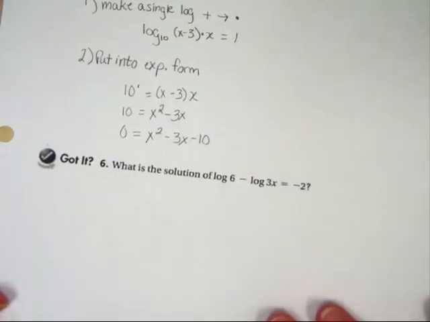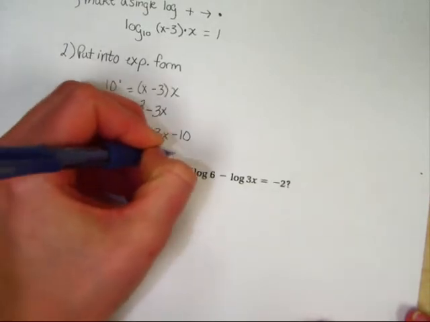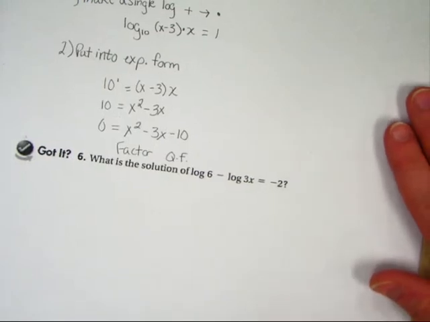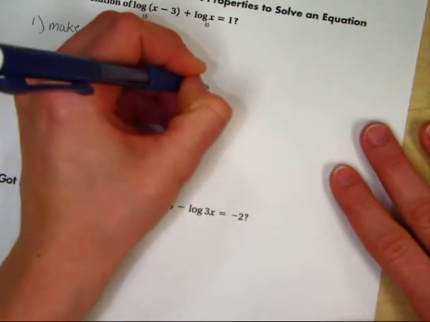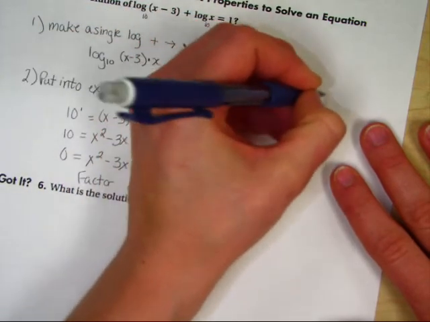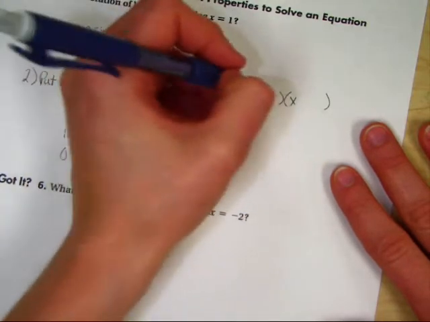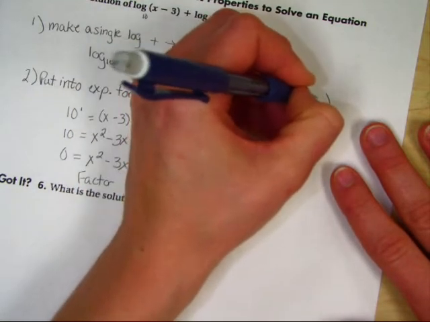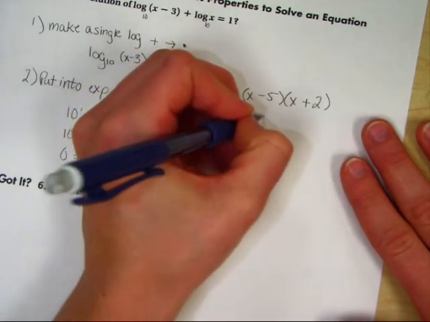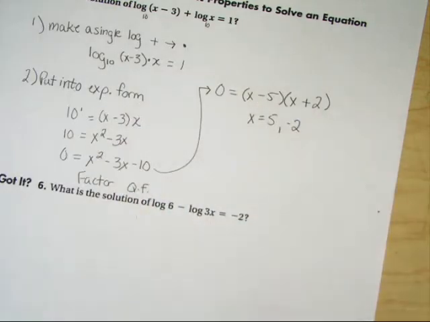Now you have two options here. You can either factor, or you can use the quadratic formula. Since this problem does factor, I'm going to factor it. So I get 0 equals x and x, and the factors of negative 10 that make negative 3 when you add them are a minus 5 and a plus 2. Continue to solve for both of them. You set each one equal to 0, and you get a positive 5 and a negative 2.